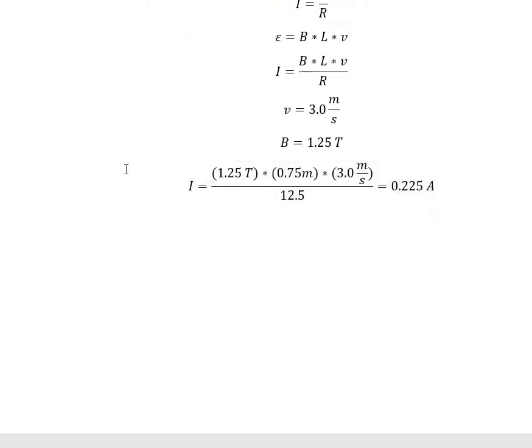What about the direction? I would say that the magnetic flux increases because the magnetic field points out of the page. So according to Lenz's law, the direction of this particular current is going to be clockwise. So the direction is clockwise.